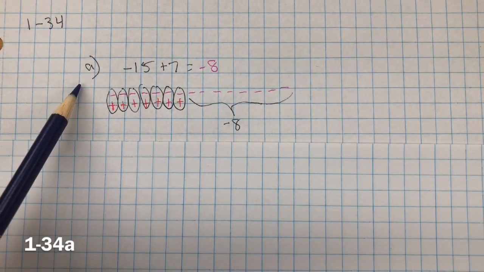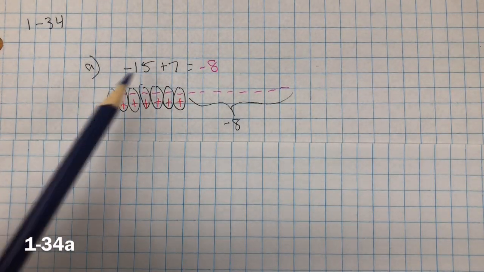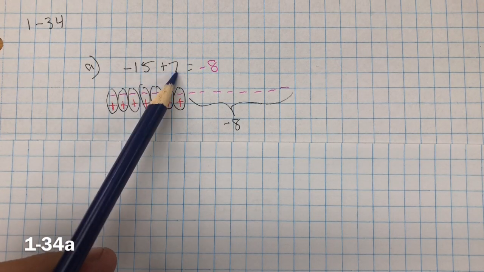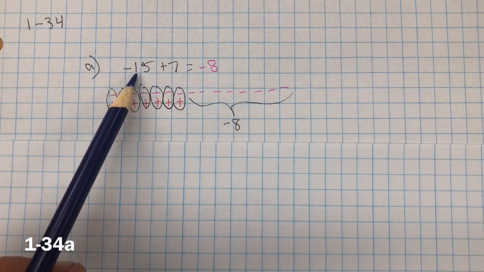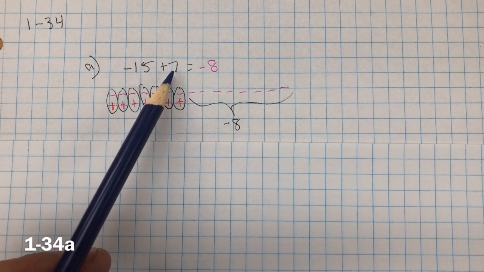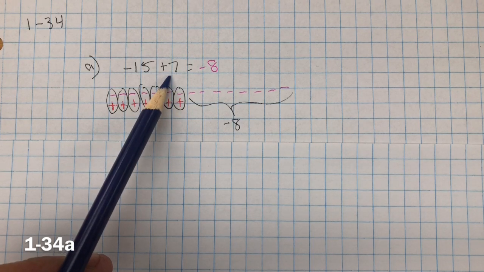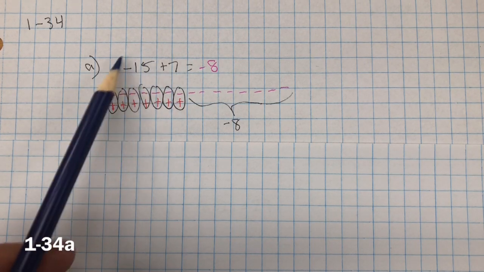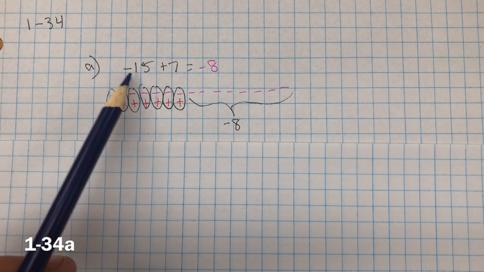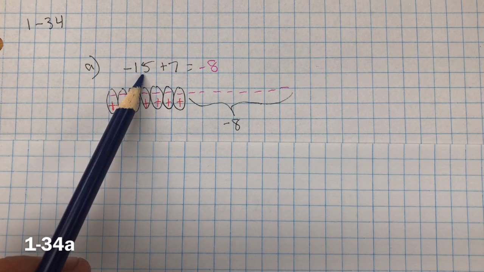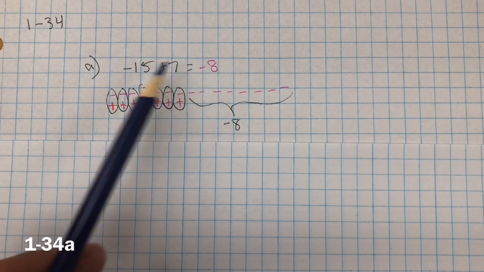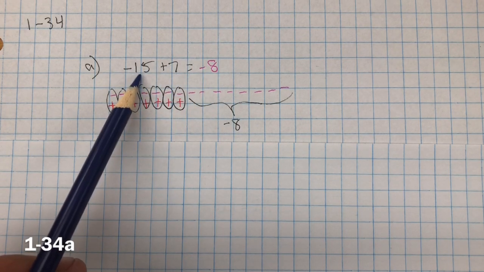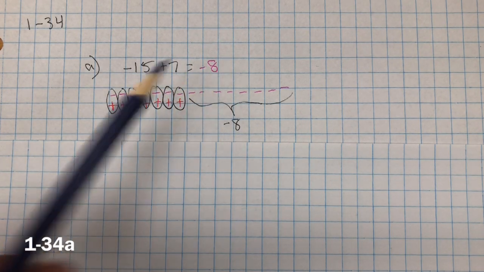For 134A, we're adding integers. And we have -15 plus 7. Well, that equals -8. And I know it's going to equal a negative because we have 15 negatives and only 7 positives. So you keep the sign that has the greater value. So you have negative, and then you subtract the two. 15 minus 7 is 8.